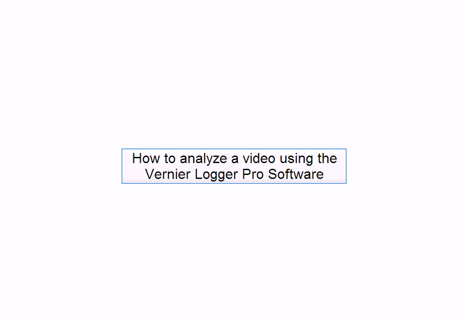This is a brief tutorial showing how to use the Vernier Logger Pro software to analyze the motion of an object that you have recorded on video. I am using a video supplied by Vernier of a man shooting a basketball. My overall goal is to show that the acceleration due to gravity is approximately 9.81 meters per second squared downwards.